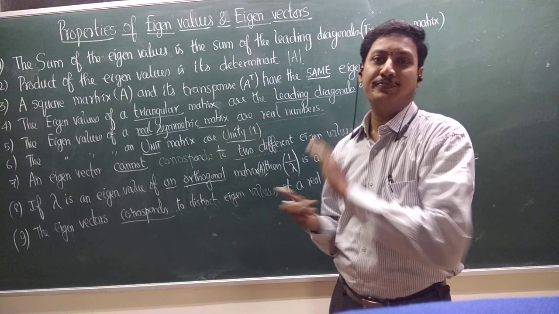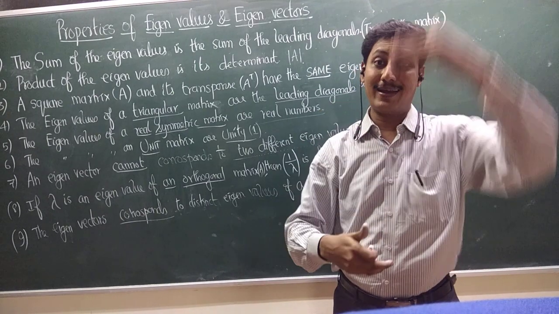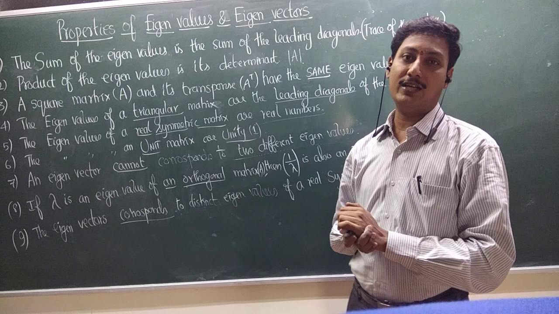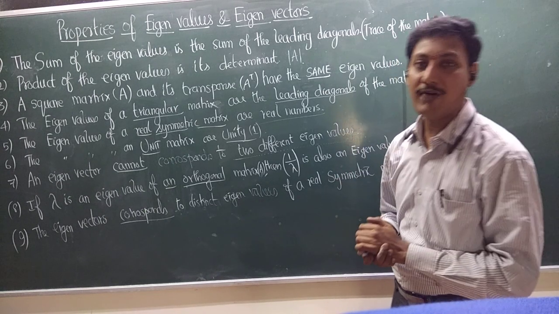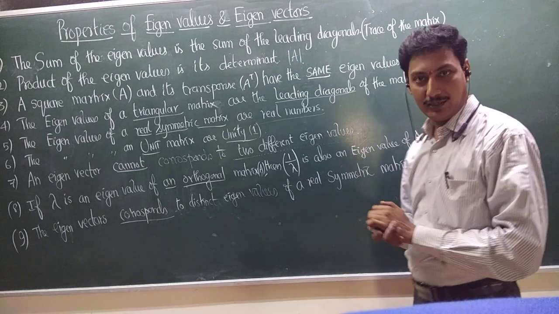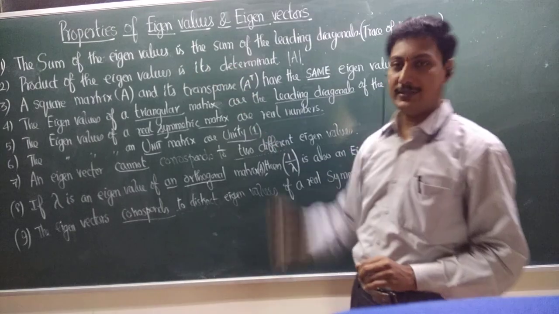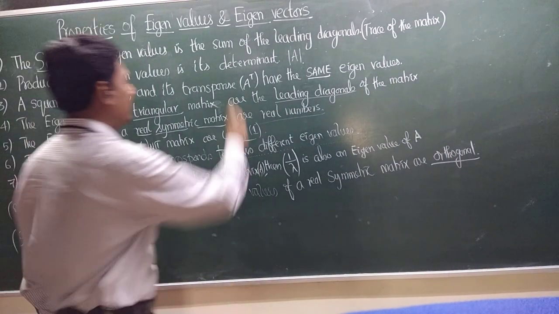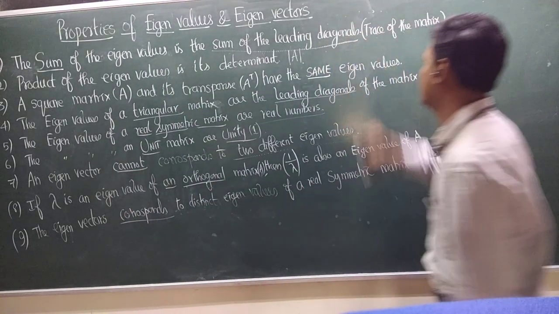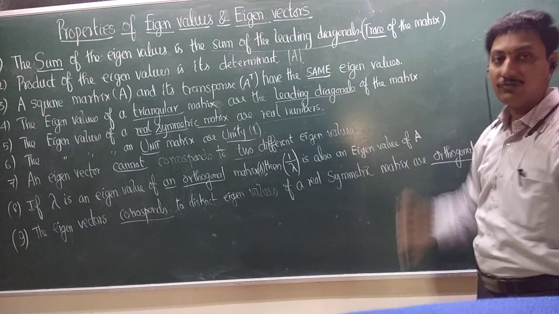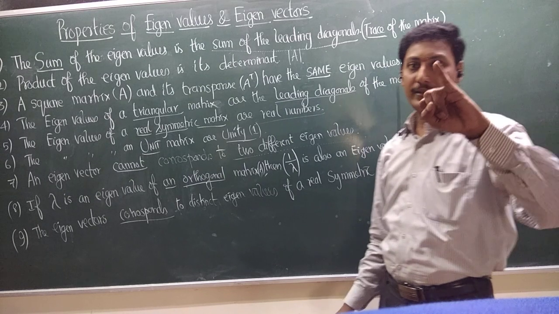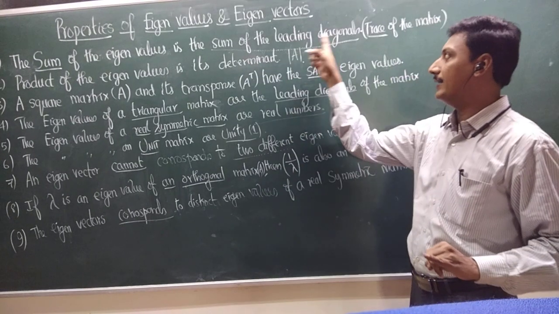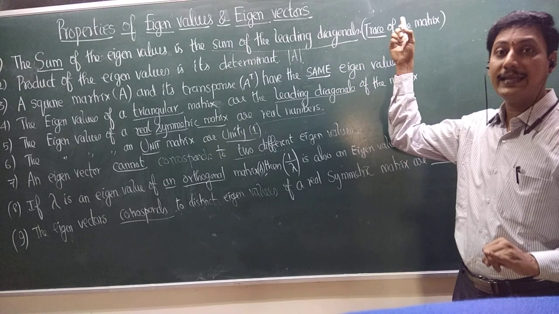In this class, we are going to list out the properties of eigenvalues and eigenvectors. The first property is the sum of the eigenvalues is equal to the sum of the leading diagonal elements. This is often called the trace of the matrix.